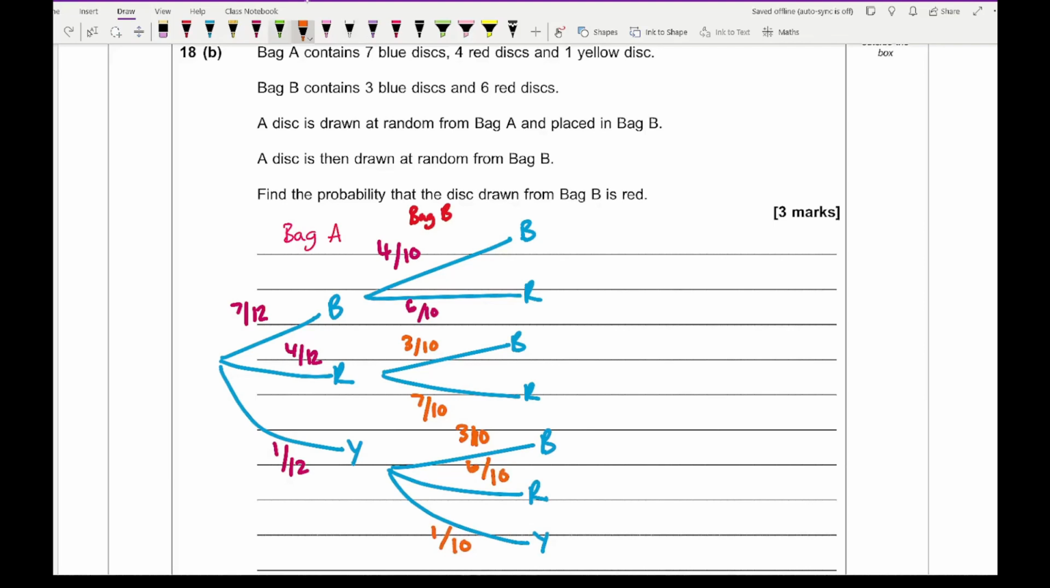Now in terms of the probability that a red disc is drawn, well, it's either going to be this, that, or, sorry, not that one.